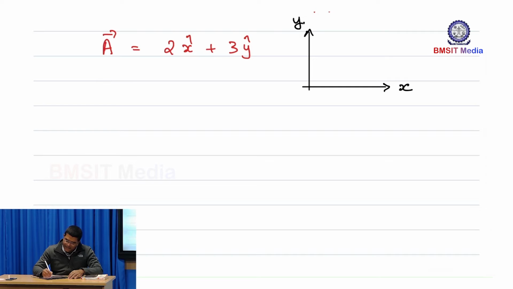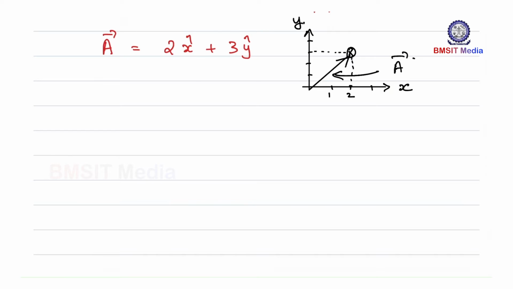So 2x plus 3y means in the x direction 2 and in the y direction 3, right? So you will get the point somewhere here. This is the point. The vector I am drawing right now is your vector A.